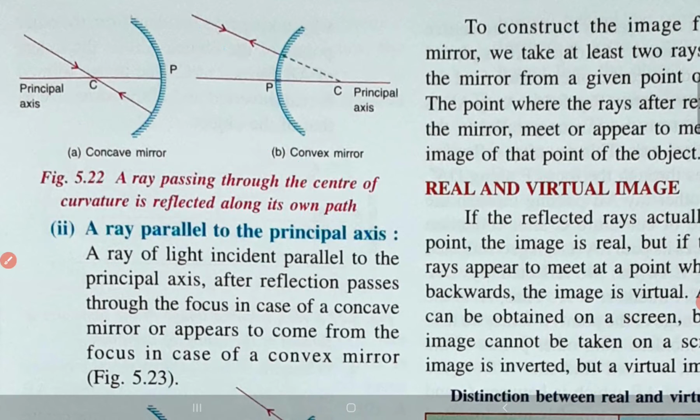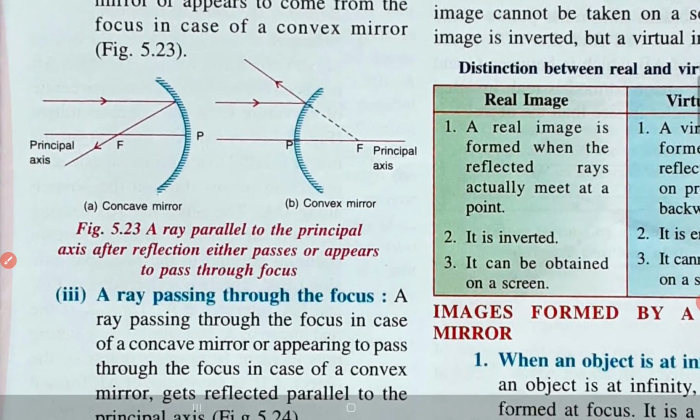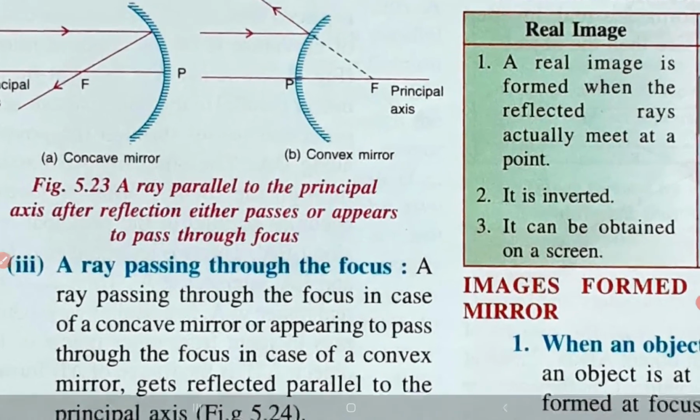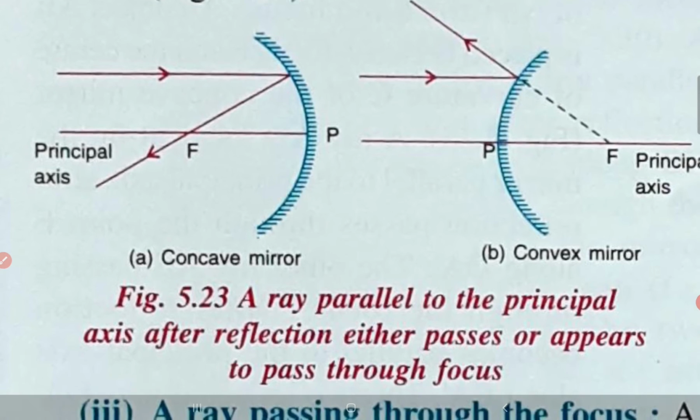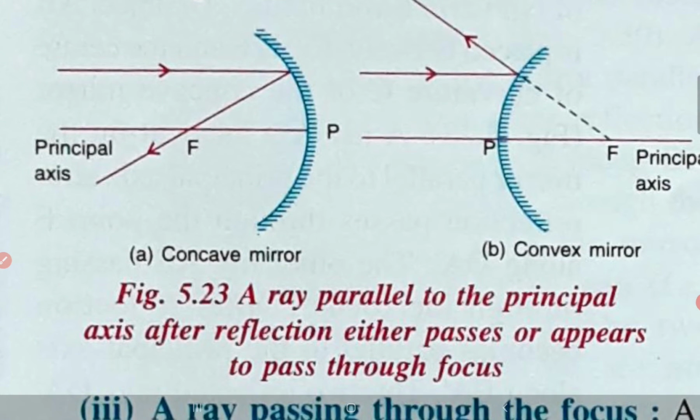So let us see the diagram, what happens to the ray parallel to the principal axis. Here is the diagram. Okay, let me zoom a bit. Right, so a ray parallel to the principal axis, in case of a concave mirror, will always pass through the focus, and a ray parallel to the principal axis after reflection appears to come from this point, the focus.